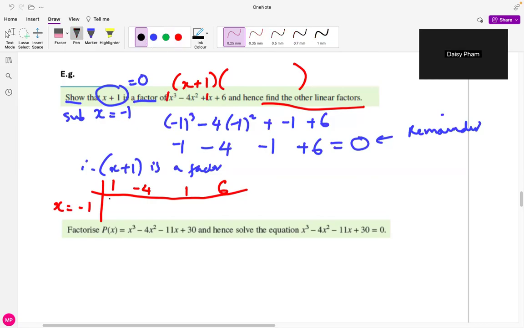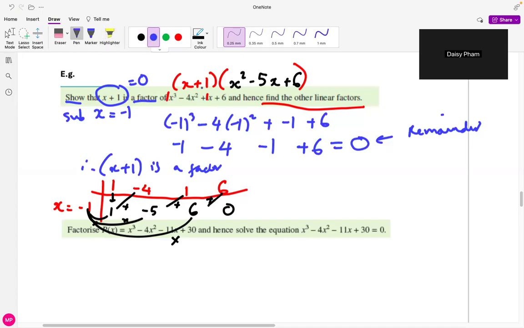Now, the number 1, I bring it down. Then I do negative 1 times 1 plus negative 4. That gives me negative 5. Then I do the same thing, negative 1 times negative 5 plus 1, that gives me 6. And then negative 1 times 6 plus 6 gives me 0, right? So 0 is the remainder. And you can see 1, negative 5, and 6 is the quotient. So I would have 1x squared minus 5x plus 6, like that.